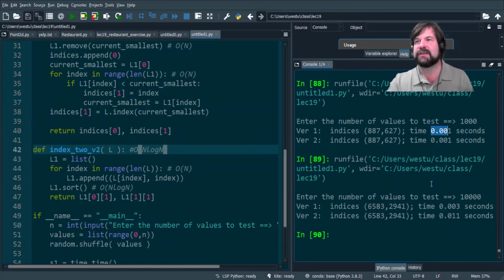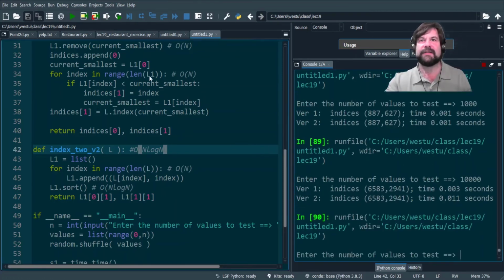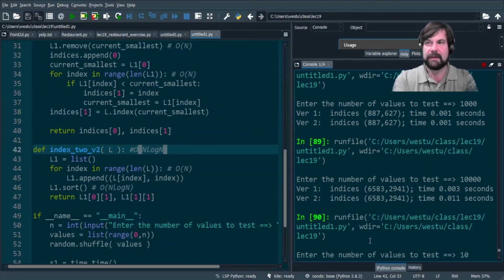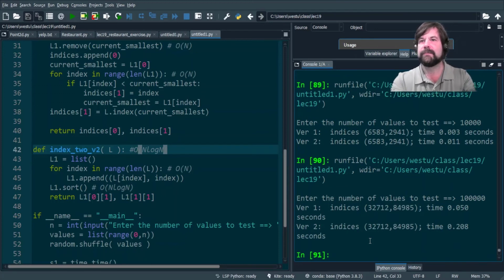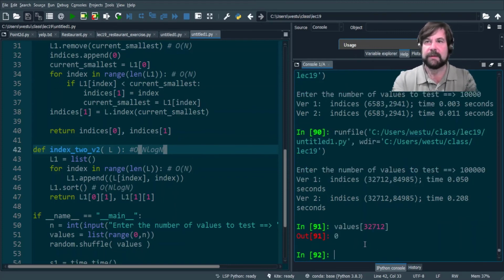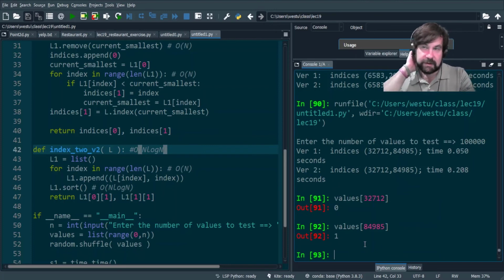But as we start increasing our values, what we're going to find is that, in general, at 100,000 the second one is going to get slower much faster. And they should still both be giving us the correct answer. We can look at values sub 32712 and values sub 84985. They're still giving us the right values.